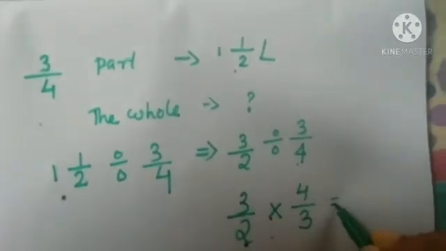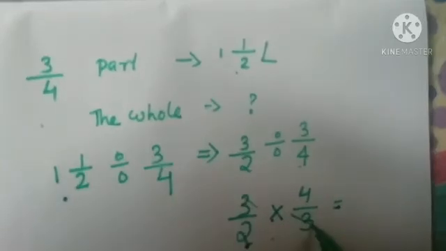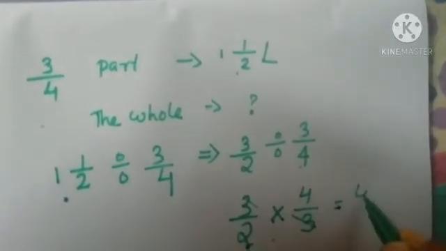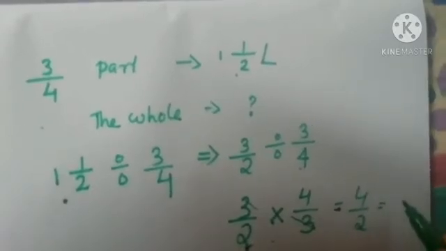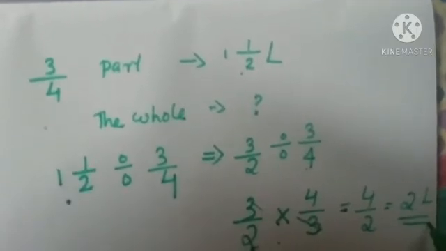When we shorten this, 3 in the numerator and 3 in the denominator should be cancelled. Then 4 by 2, which is equal to 2 liters of water, is needed to fill the can.